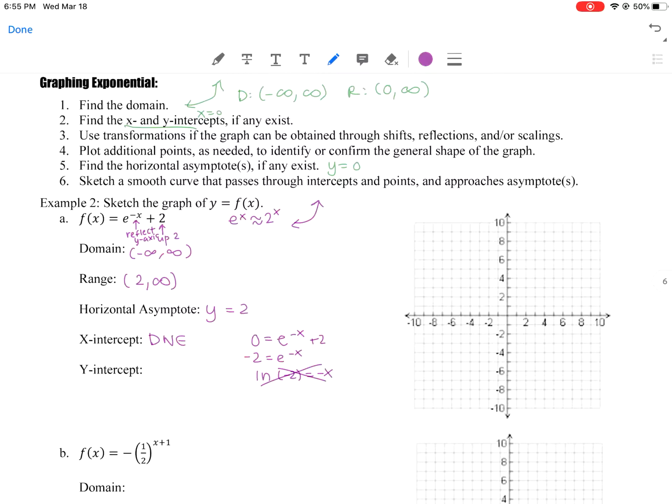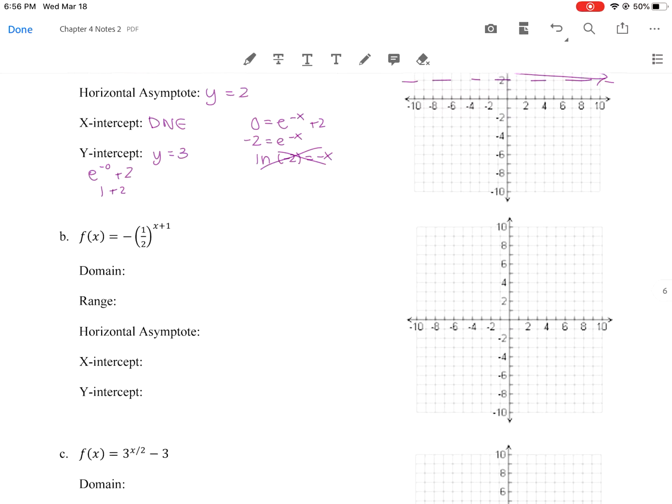But your y-intercept, if I plug in 0 and do e to the negative 0 plus 2, that's just 1 plus 2, so the y-intercept is at 3. So you've got a y-intercept at 3, we've got this asymptote at 2, and this time, rather than curving up, it curves down. So it's going to look something like this. You can always plug in another point if you wanted to and get a decimal approximation on your calculator. Okay, let's look at the next one.